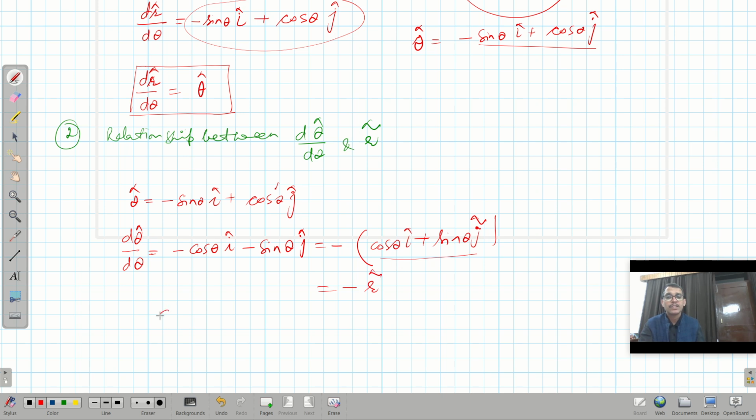So another relationship between r cap and theta cap is this one. It is basically r cap with the minus sign with it.